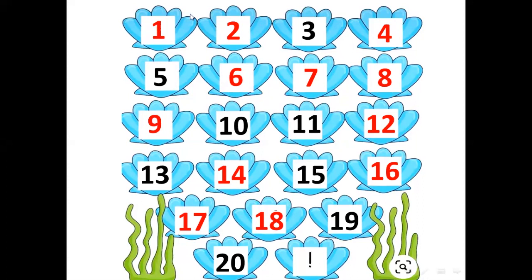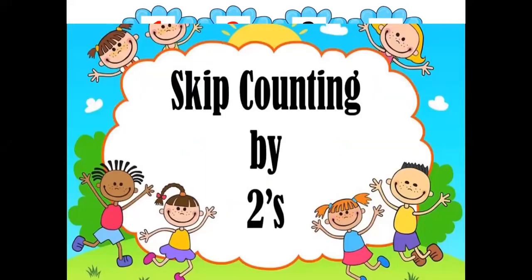But here, I have something different now. I have something called counting by twos. I will not count number after number like I do, okay? I will skip one number. I will what? Skip one number to count by twos.